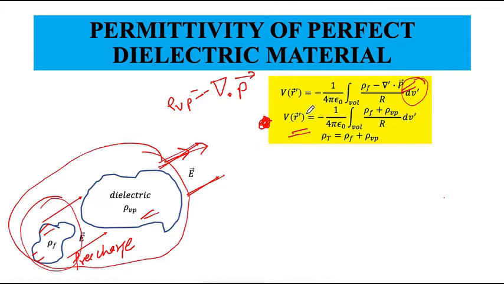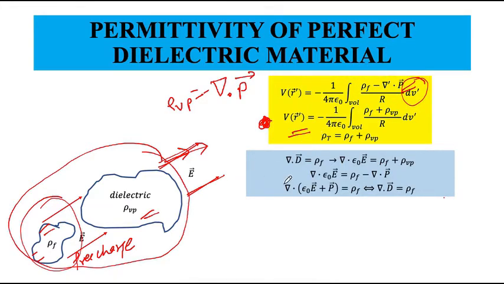Therefore, Gauss law has to be replaced. Del dot D equals rho F would be valid if there is no dielectric in between. To modify this Gauss law, we take rho F plus rho Vp, but what is this rho Vp? Rho Vp is minus the divergence of P.